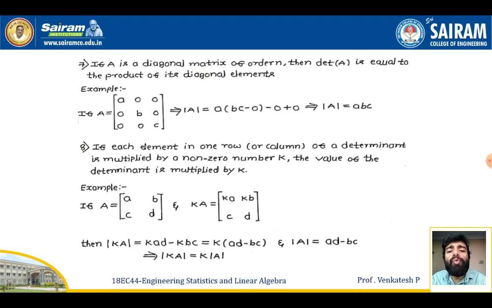Property number 8: if each element in one row or one column of a determinant is multiplied by a non-zero number k, then the value of the determinant is multiplied by k. For example, I'm taking a 2 cross 2 matrix A, [a, b; c, d]. I'm going to multiply one of the rows by some constant k, and I get the matrix kA equal to [ka, kb; c, d]. Now if I find the determinant of this matrix, the answer will be the constant multiple of the determinant of A, that is k times the determinant of A.